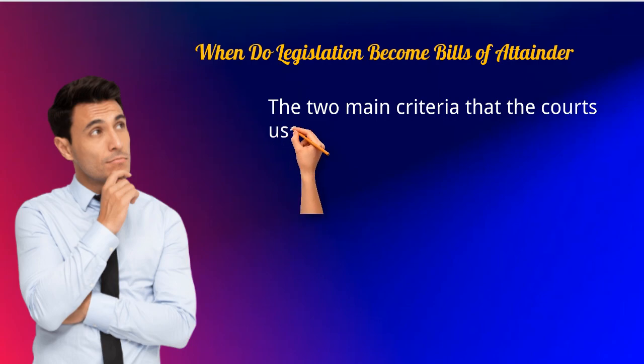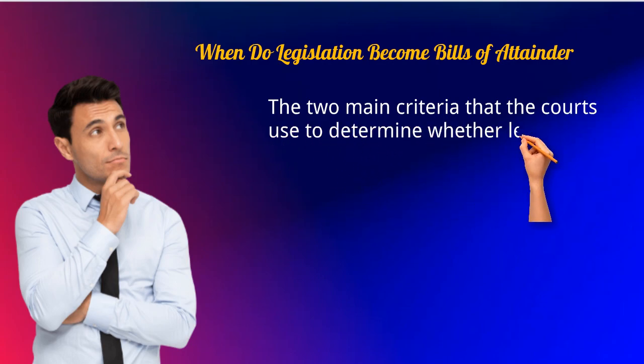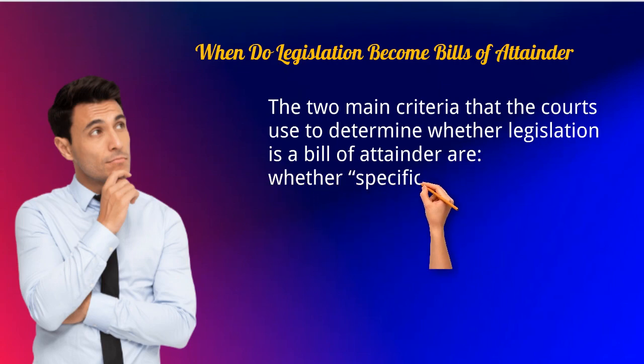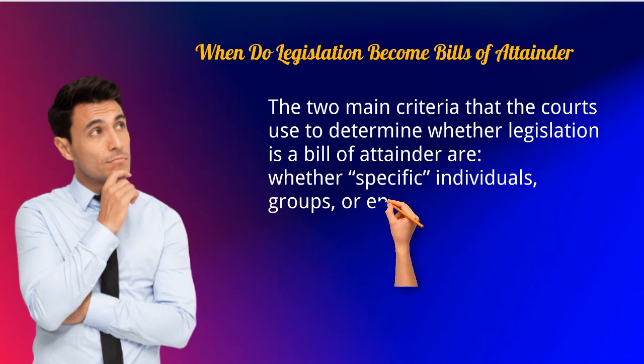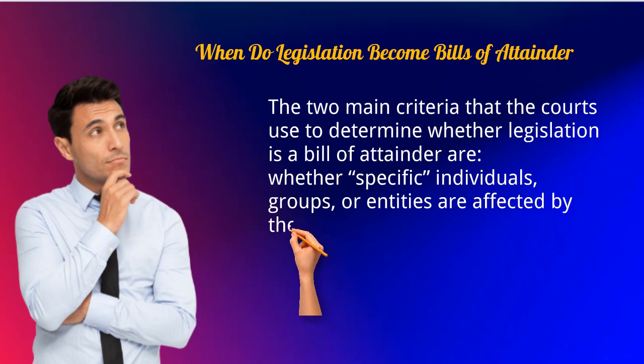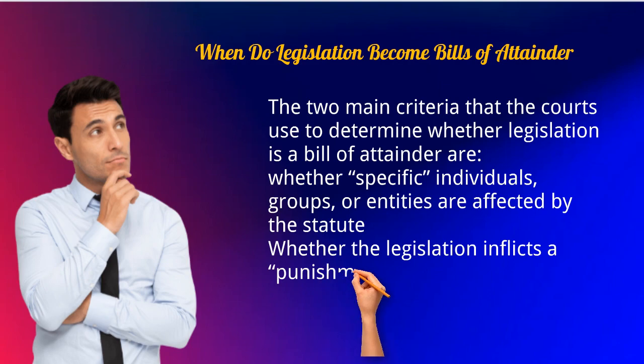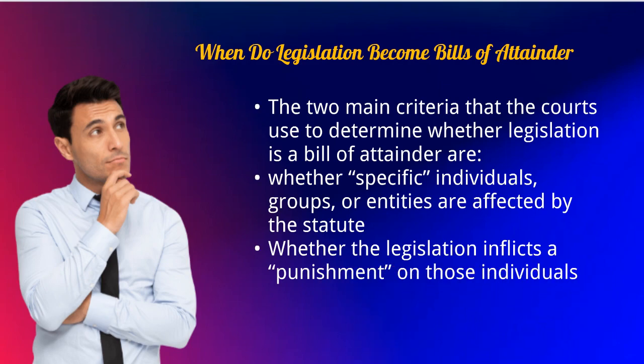The two main criteria that the courts use to determine whether legislation is a bill of attainder are: 1. Whether specific individuals, groups, or entities are affected by the statute, and 2. Whether the legislation inflicts a punishment on those individuals.